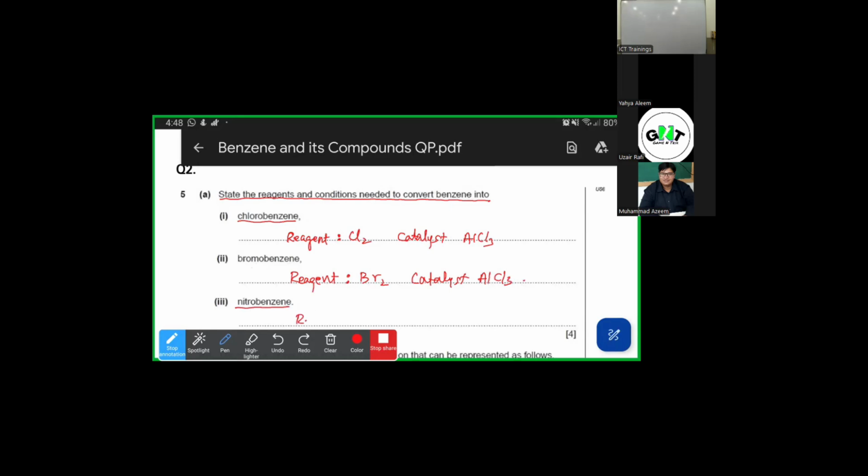For nitrobenzene, the reagent used is HNO3, and the catalyst used here is concentrated sulfuric acid, H2SO4.